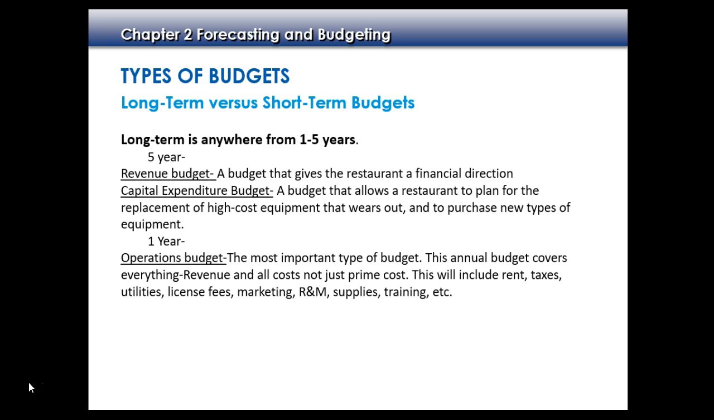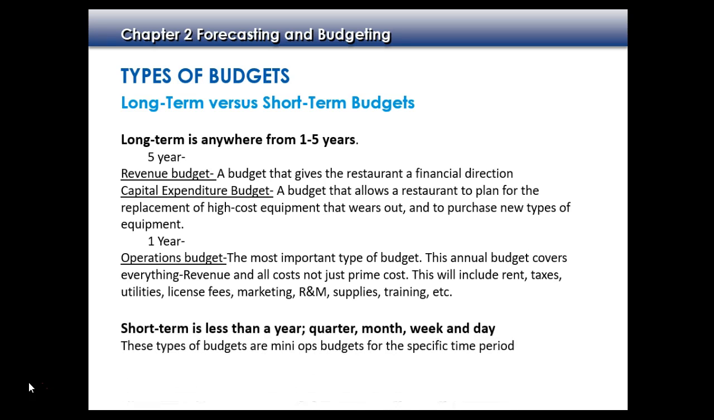Another one, which I had a boss call the Bible of the restaurant, is the operation budgets. And this is the most important. This will cover everything. It covers revenue and all costs that we haven't talked about, and a lot that we're not going to dig into too far in this class. It will include rent and taxes, utilities, license fees, your marketing, your repairs and maintenance, supplies, training, etc. It goes over every single thing that will ever cost the restaurant money.